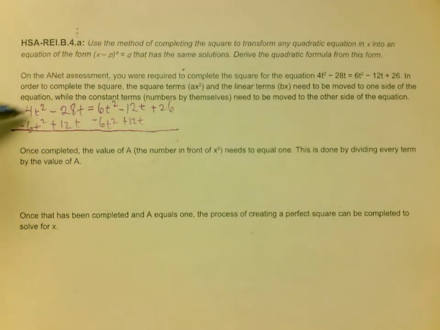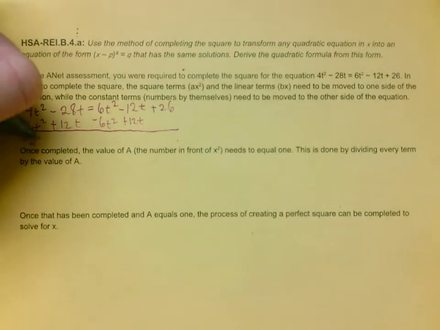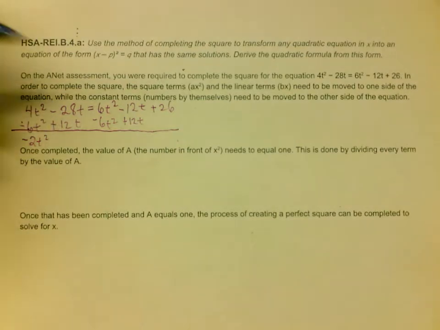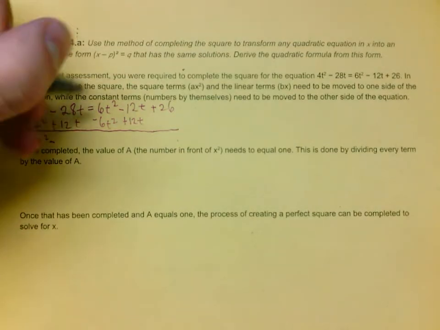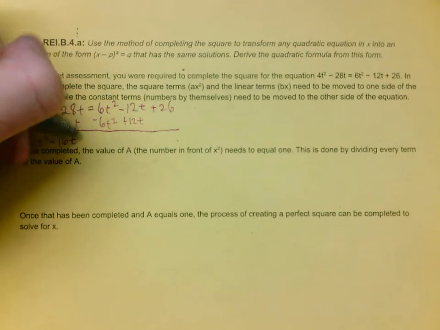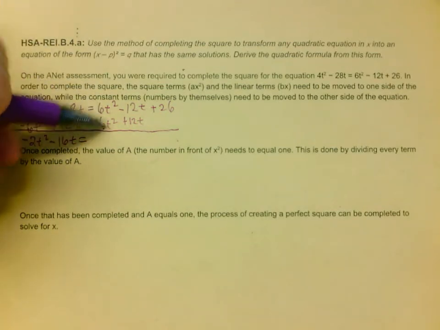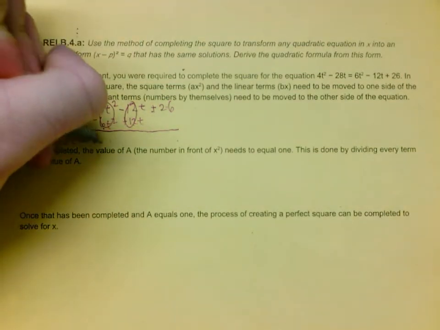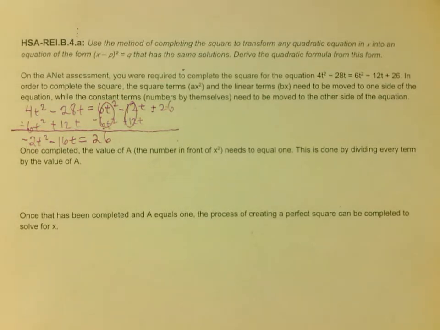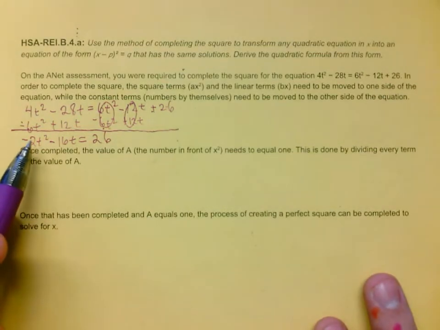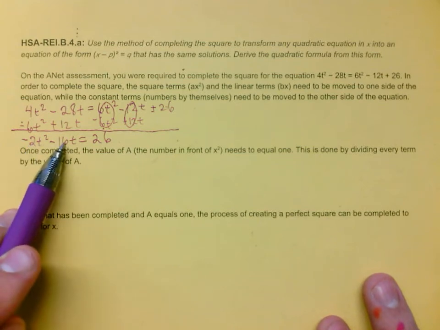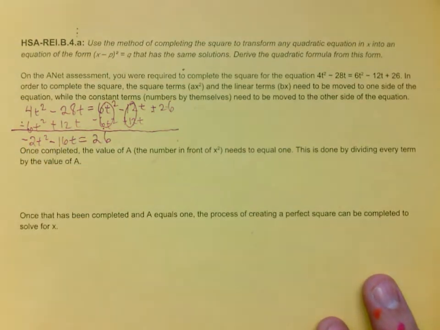As I do that, 4 minus 6 gives me negative 2t squared. Negative 28 plus 12 is negative 16t equals. These two terms canceled out to 0, and I'm just left with a positive 26, which comes down. So I've moved the squared term and linear term to the left, and I have the constant here by itself.